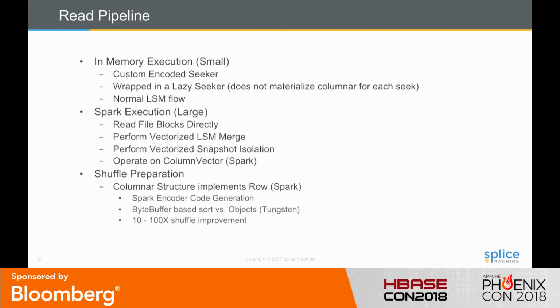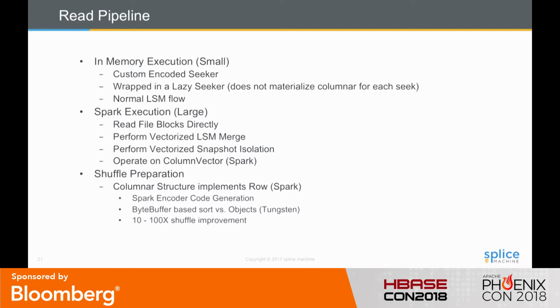You can do a vectorized snapshot isolation. What we used to do row by row to resolve, we can now run against 1,024 items, and we can run them in a vectorized manner. And when I say vectorized, I mean a tight for loop, and you're just focused on that little functional piece. It's really friendly to the CPU.